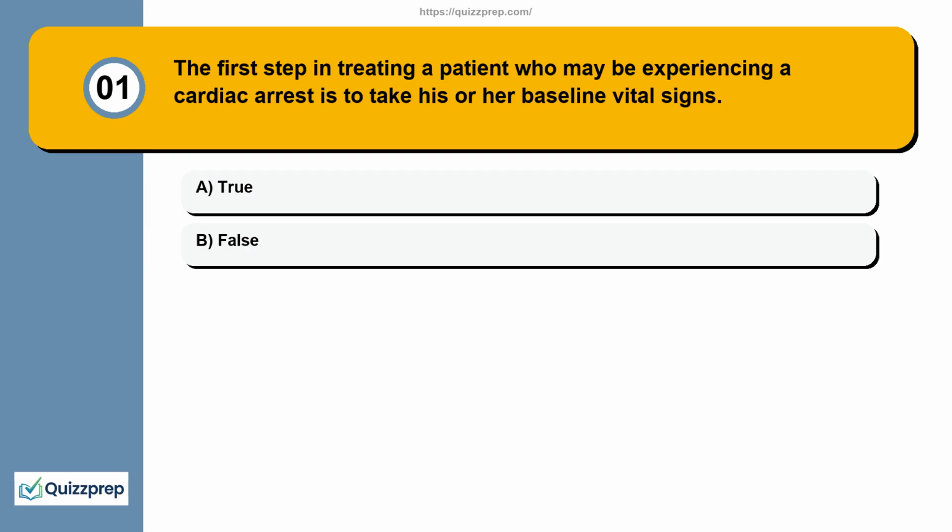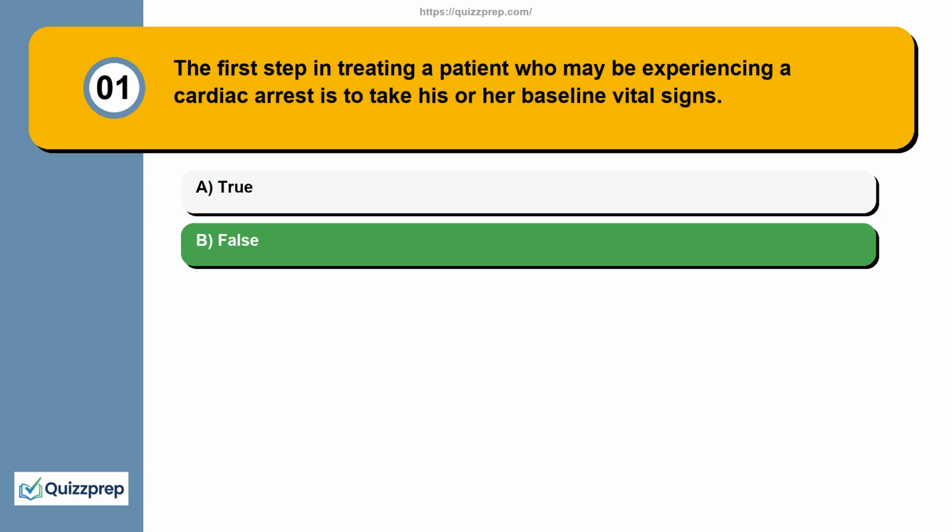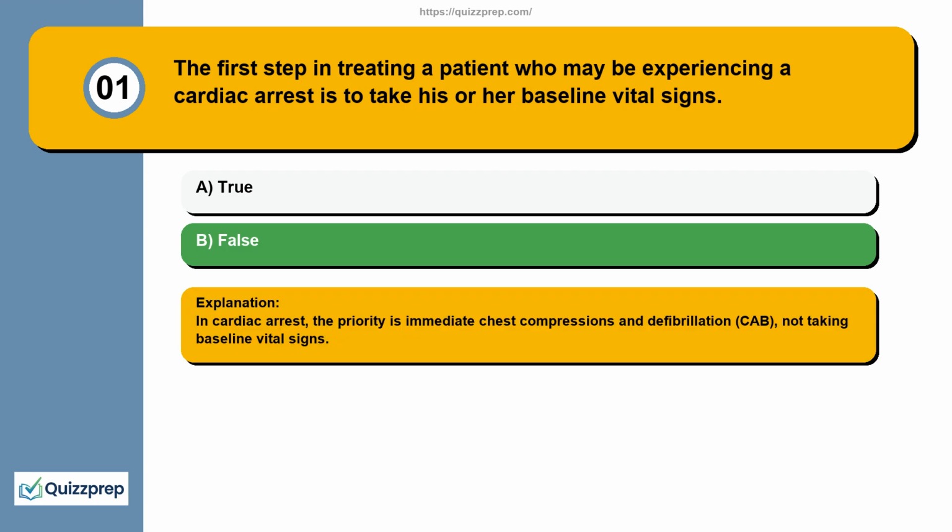Question 1. The first step in treating a patient who may be experiencing a cardiac arrest is to take his or her baseline vital signs. True, false? In cardiac arrest, the priority is immediate chest compressions and defibrillation, CAB, not taking baseline vital signs.